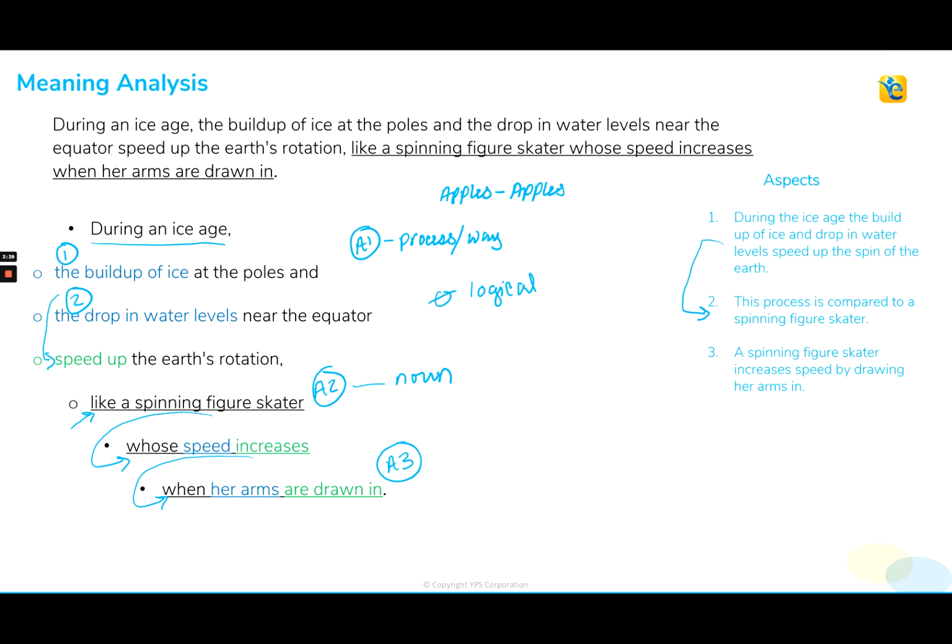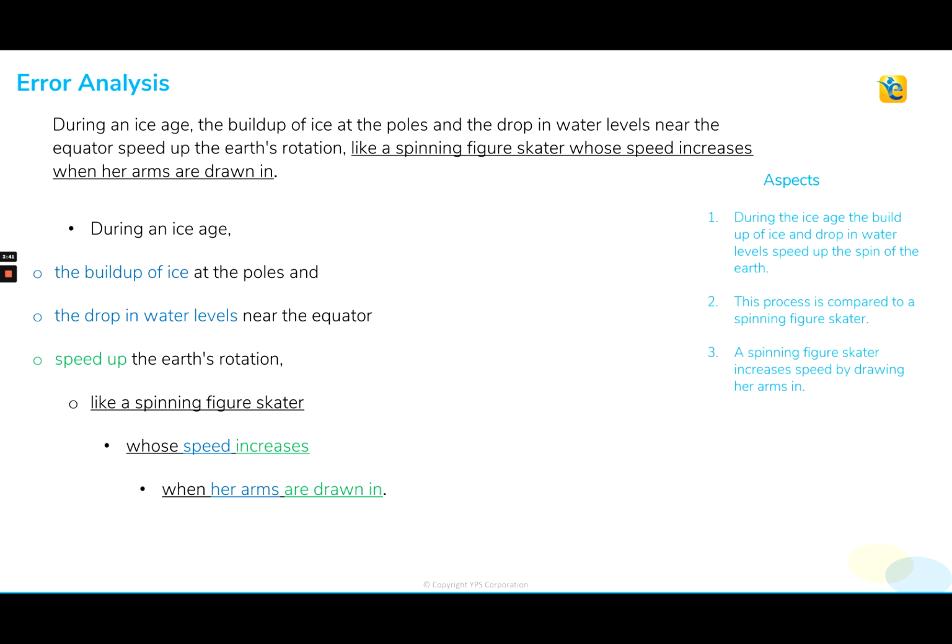So this is going to lead us right into that error analysis. We not only have to ask, is this comparison logically correct, but we also have to ask, is it grammatically correct? As we were just discussing in the meaning analysis, we have a problem with aspect two here, because we can't have this process, or this way that the Earth's rotation is sped up, described in aspect one, being compared to the noun entity of the spinning figure skater in aspect two.